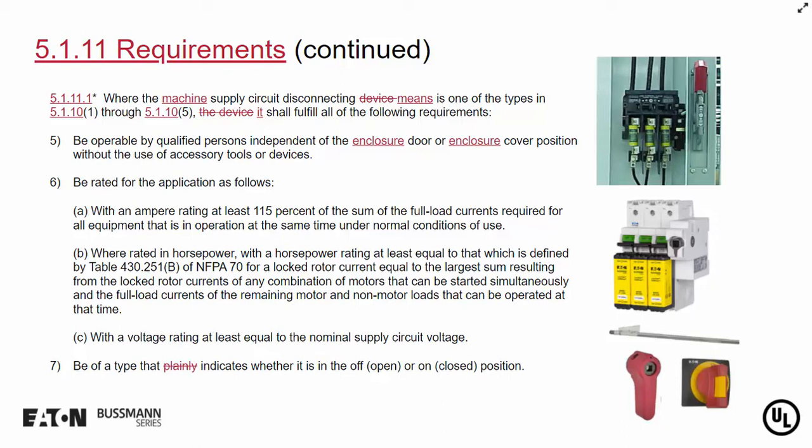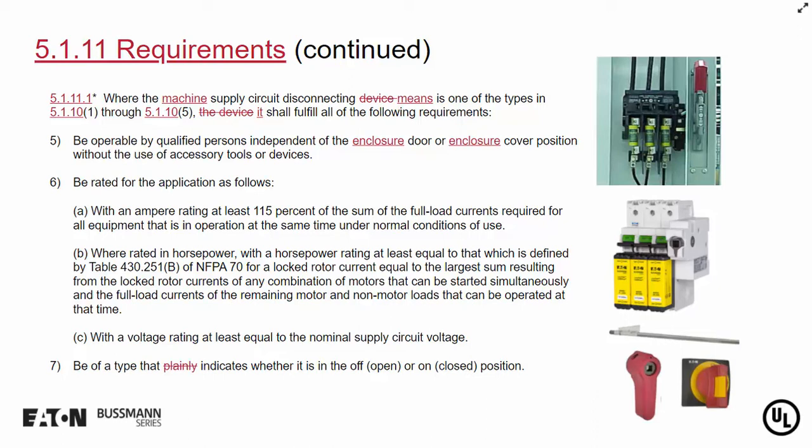So I mentioned earlier that this was going to be a part 1 and part 2 of these requirements. Obviously, we have more to cover. So the initial requirements are requirements number 5, 6, and 7. We're continuing with those requirements for the machine supply circuit disconnecting means. Again, the term machine was added for consistency, just like previously. Section numbers referenced within the text were revised to correlate with the renumbering of the chapter, specifically chapter 5. The term device was revised to means, and the term plainly was removed before indicates.